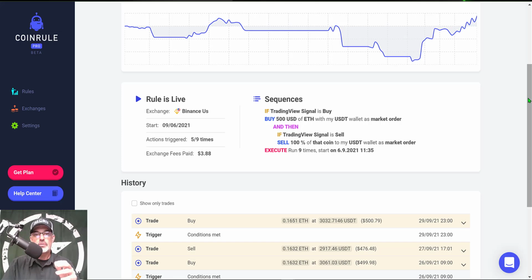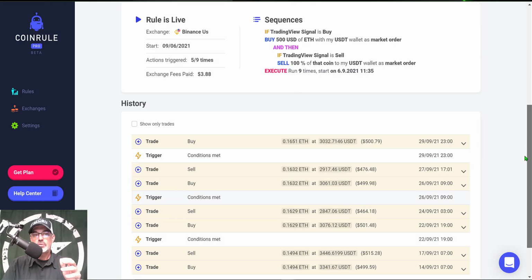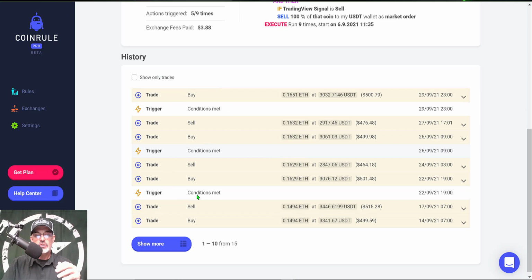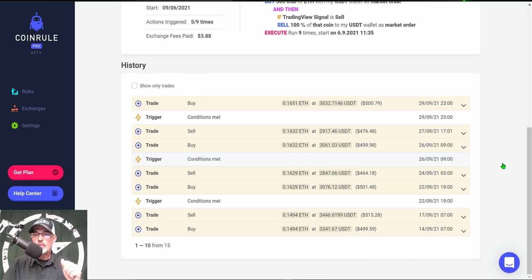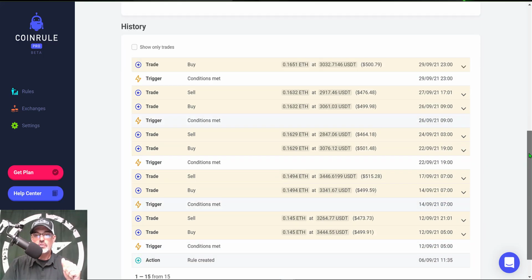Now, jumping back over to CoinRule, if we continue to scroll down, you can see the actual trades, the entry price and the exit price. If I click on show more, that will open up all the actual trades from the beginning.